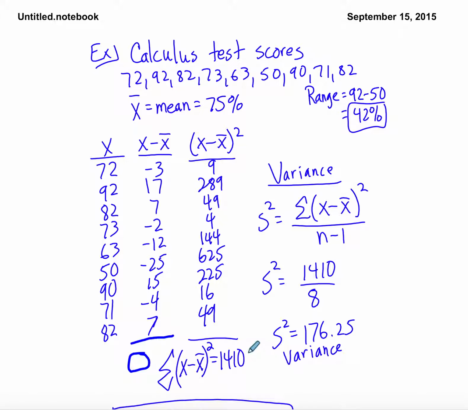And so I'm going to take this total right here, it's adding up x minus x bar squared, and divide by 9 minus 1. Since there's 9 data values, 9 minus 1 is 8, so we're going to divide by 8. And that gives me 176.25. That is the variance. And that actually is the average distance from the mean, an average squared distance from the mean.